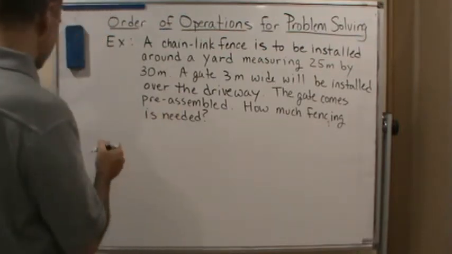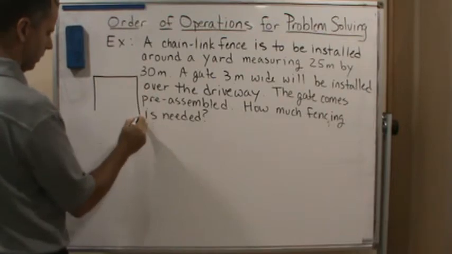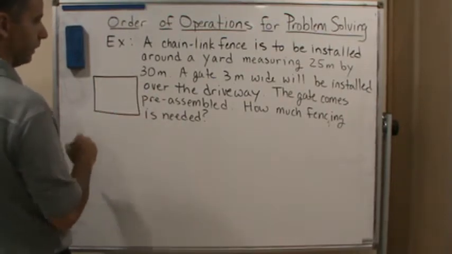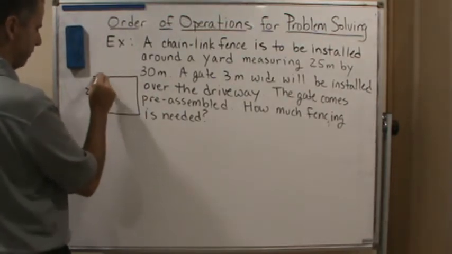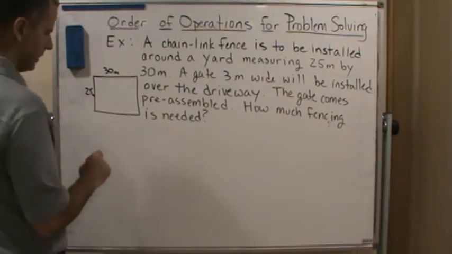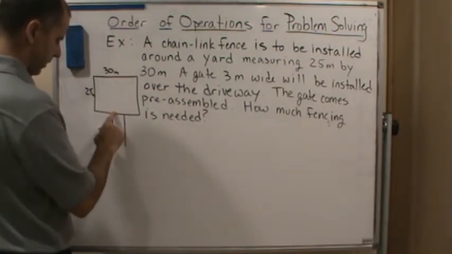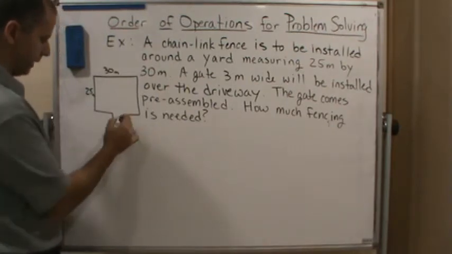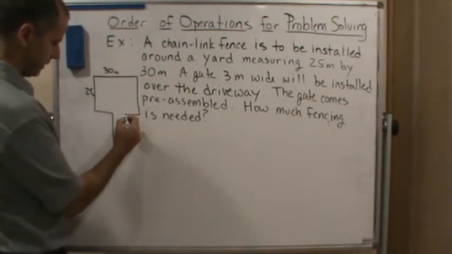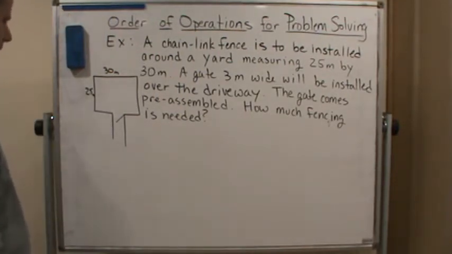If you want to draw the picture, you've got this rectangle, and let's say you've got 25 by 30 meters. Let's say the driveway is here, and you're going to leave this open for the gate. So there's going to be a gate here.